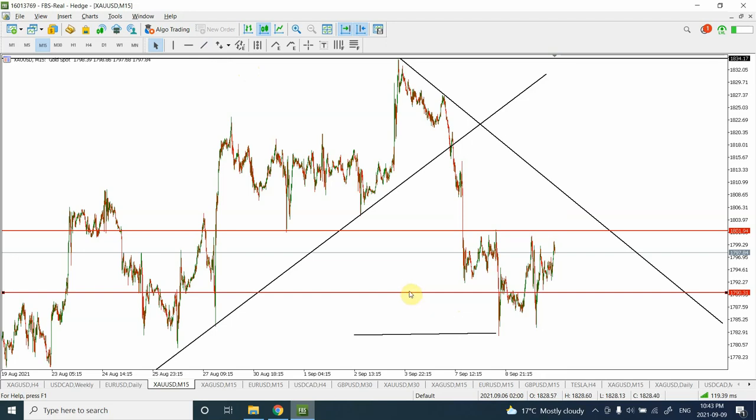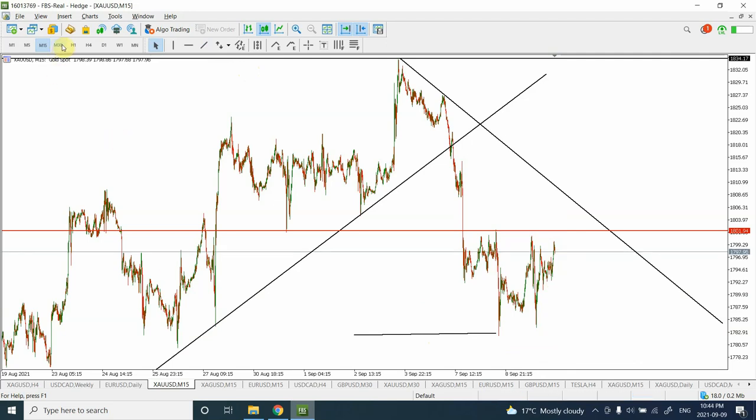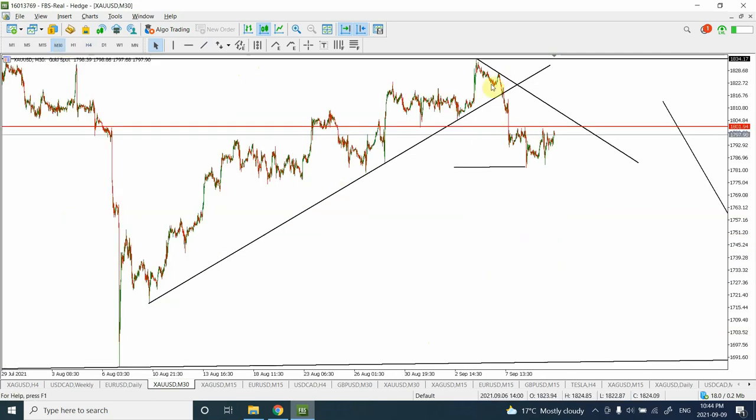If prices can fall below this price range, which is 1782, this will be a confirmation that probably we have completed the pattern. And indeed, that will be a confirmation that we have completed the correction. So once again, it's your decision what you want to do with that information. As far as the NSL itself is concerned, I'm bearish with gold and I'm staying bearish with gold.